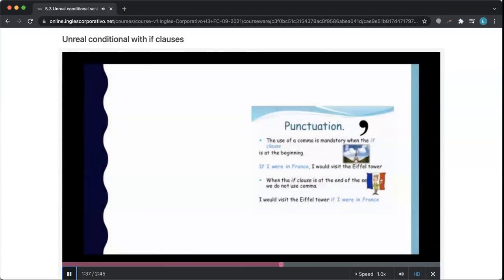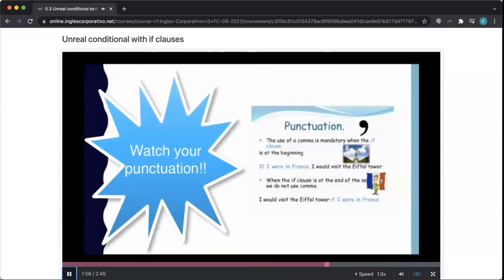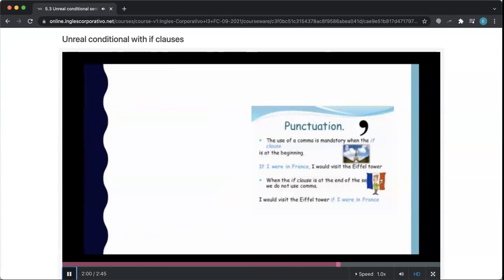We want you to pay attention to the following. Clauses may change position. If clause may be first or vice versa, but you need to watch your punctuation. The use of comma is mandatory when the if clause is at the beginning. Read the following example and notice the use of a comma. But when the if clause is at the end of the sentence, we do not use a comma.